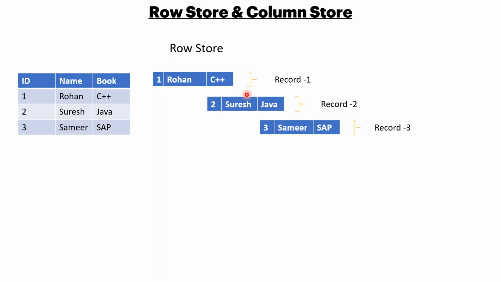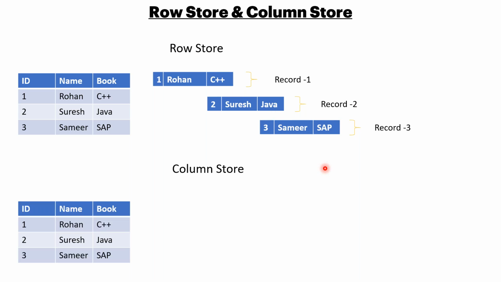So in row store, this is how the records are stored, and a simple query will have to go through all 3 records to get the final result. Let's look at what a column store is. Okay, these are the columns. I have taken the same sample piece of database and these are the columns.